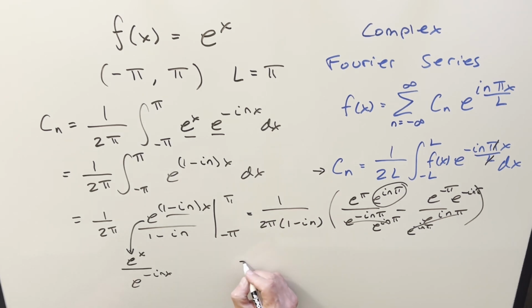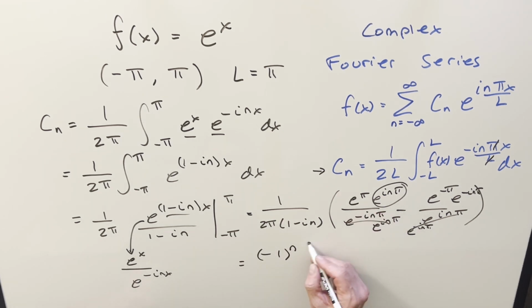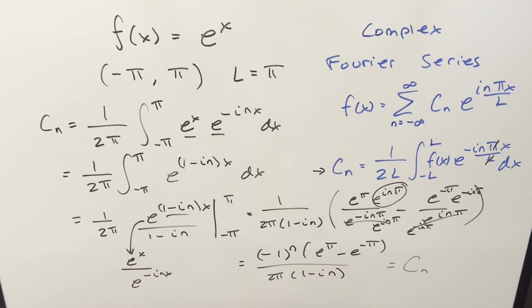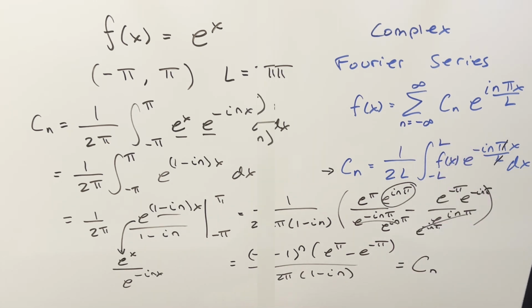So let's put all this together and see what we have for our constant. It's going to be minus 1 to the n. All that we're left with here is e to the pi minus e to the minus pi over 2 pi times (1 minus in). And so this is going to be our C sub n value. Let's take this, plug it back in, and see if we can finish this thing off.